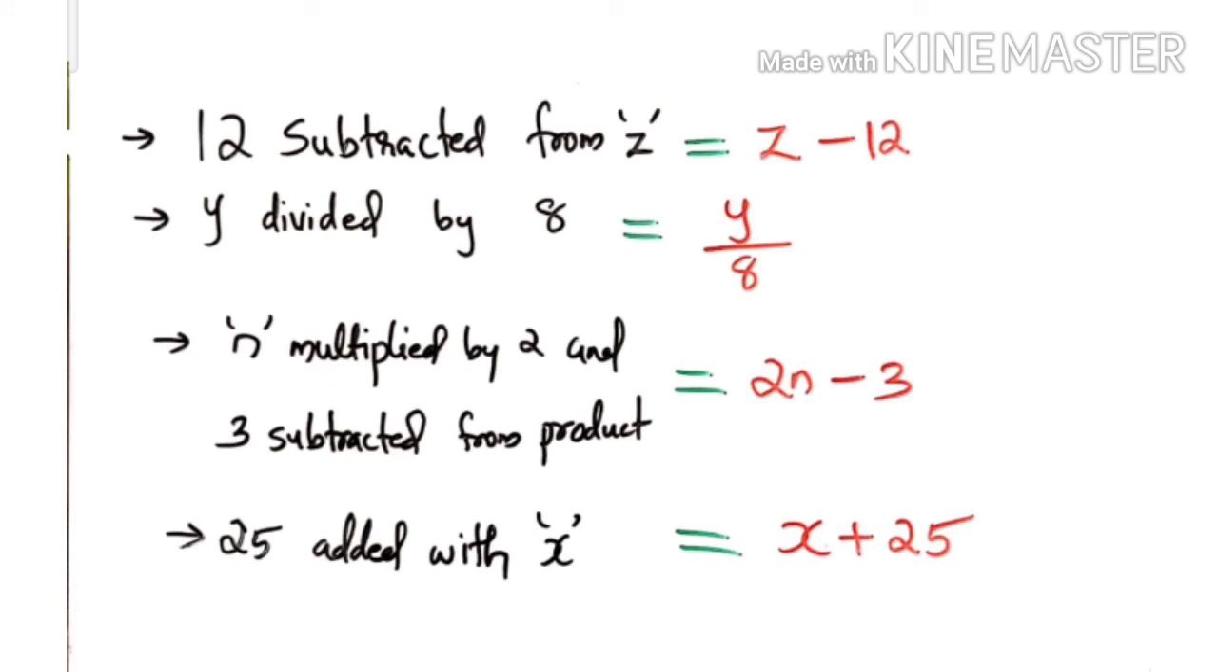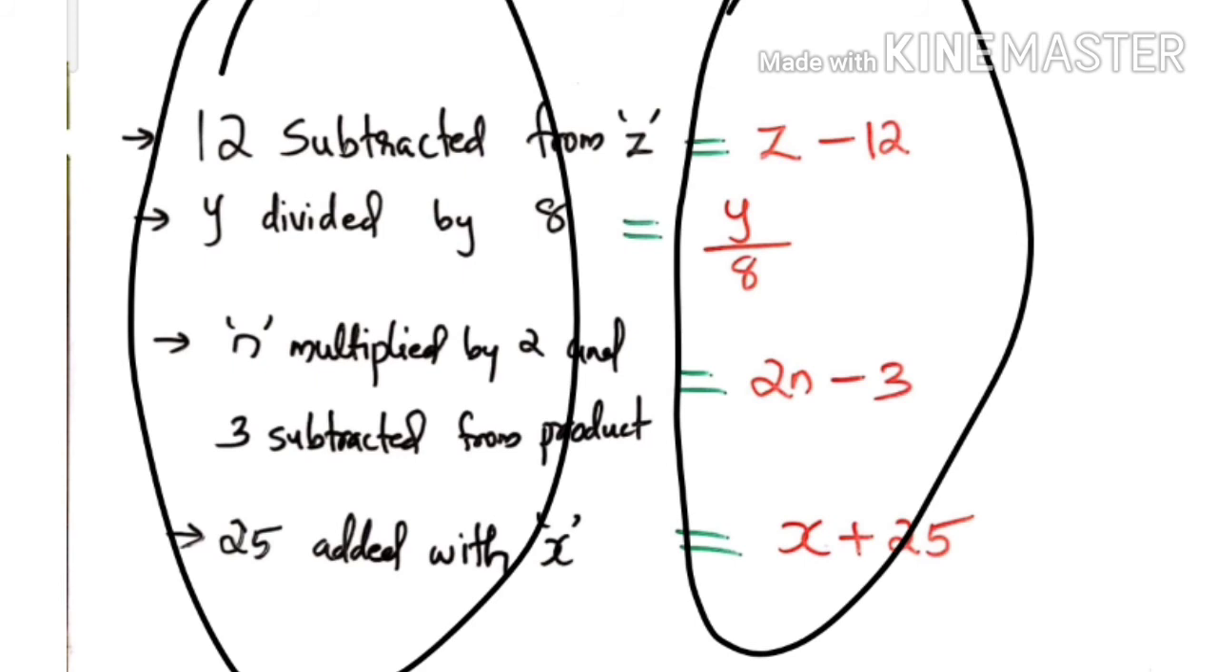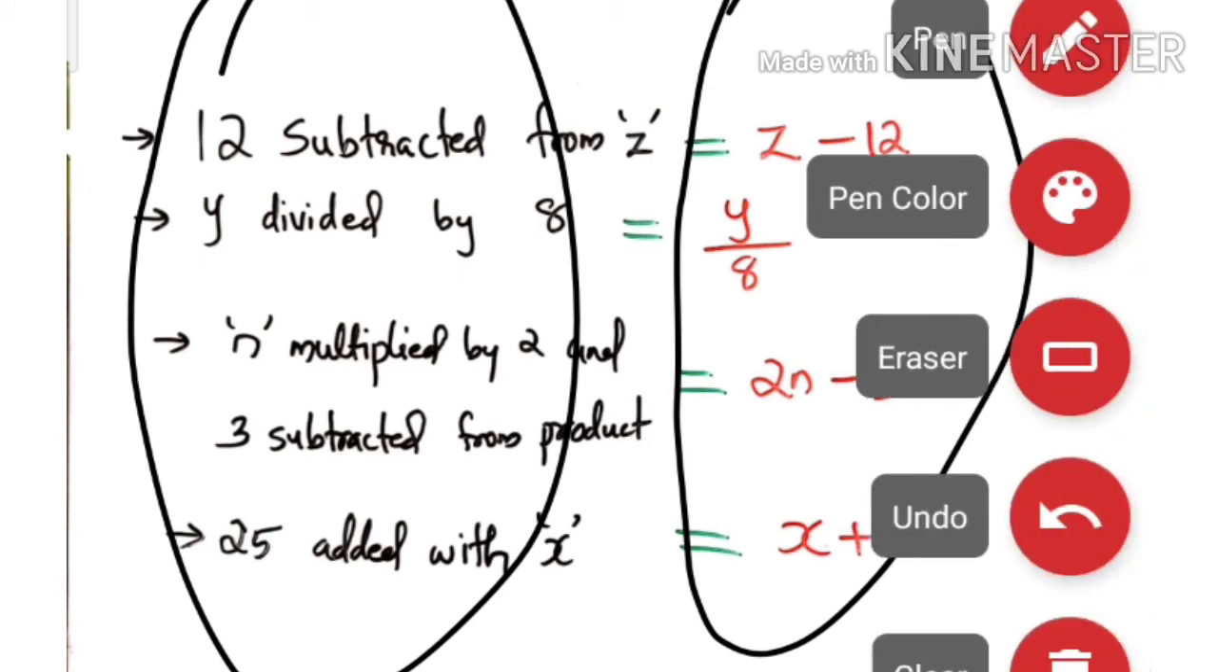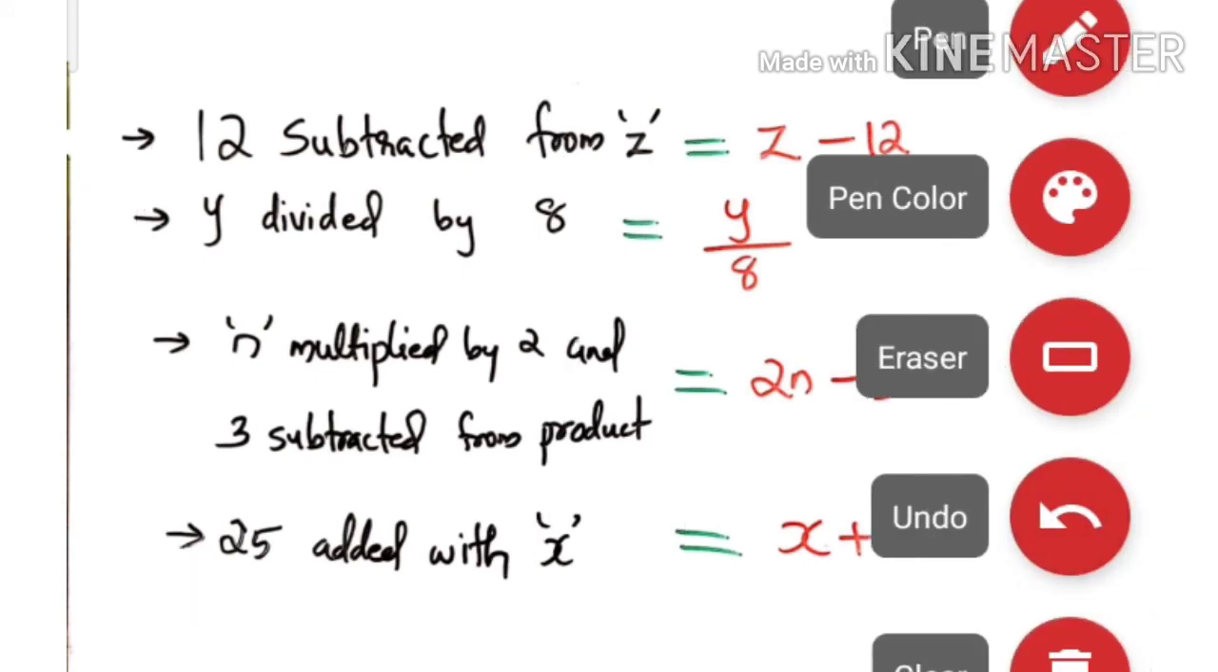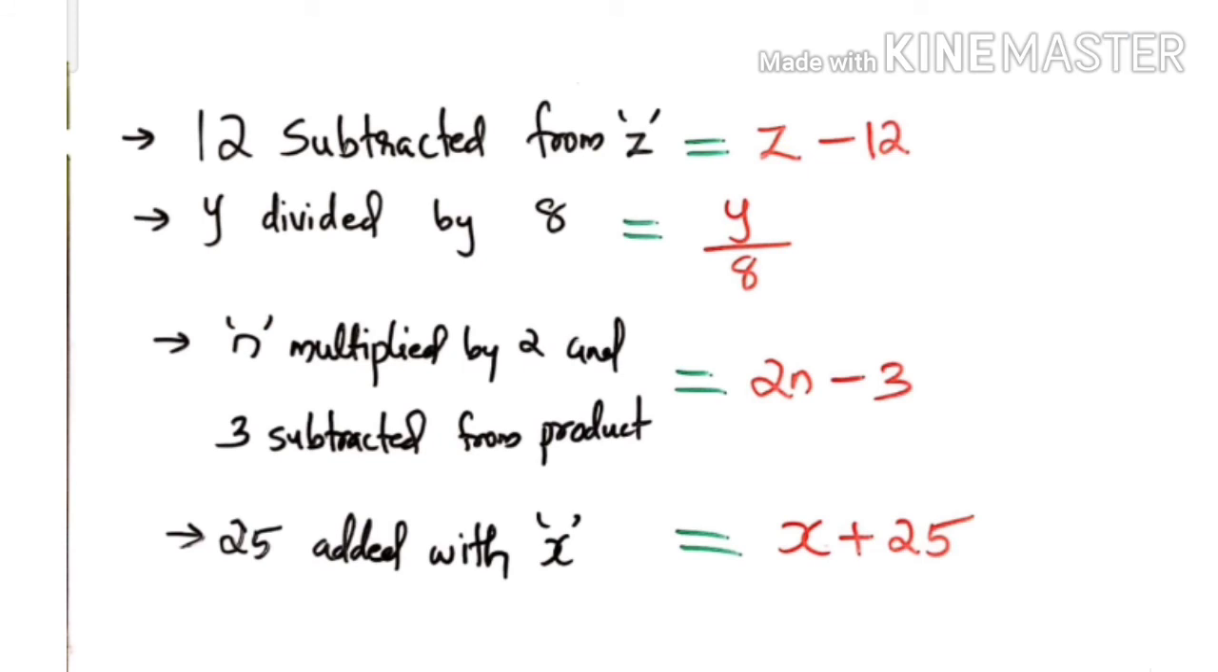Now let us learn how can we convert these text into expressions. Okay, first one, 12 is subtracted from z. Here 12 is subtracted from z. So this is how we convert these meanings into expressions. Secondly, y divided by 8. Here y is divided by 8.